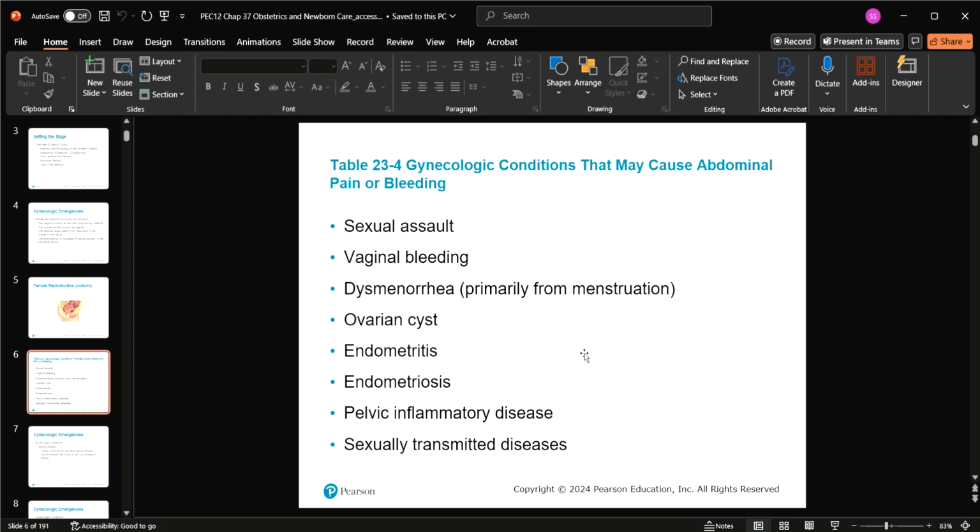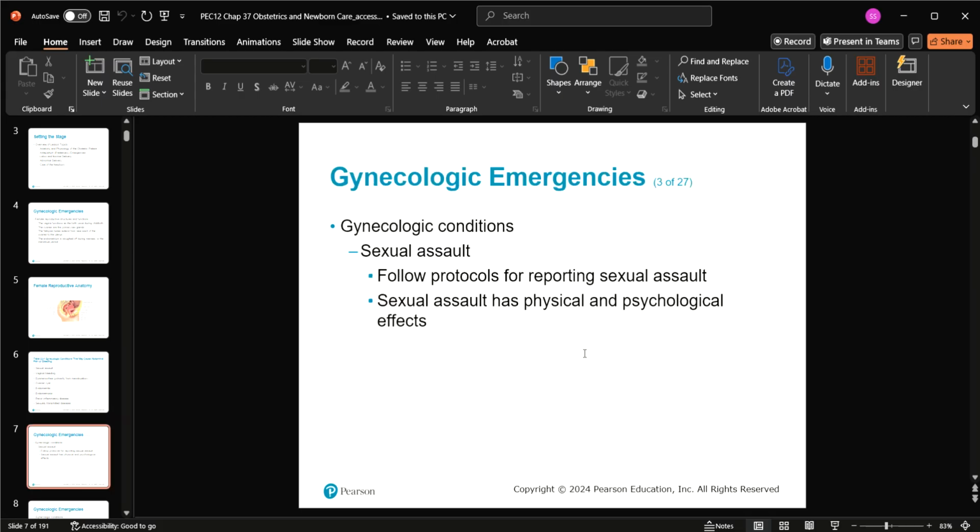PID, or pelvic inflammatory disease. We're going to talk more about that as we go through the lecture, but this is most often caused by sexually transmitted diseases, which is the last topic here. All right, so we're talking about gynecologic conditions, sexual assault. You're going to follow your protocols for reporting, whether that's a requirement in some states. Some states have mandatory reporters where they have to notify law enforcement. So we'll just follow the protocol for your department or your state.